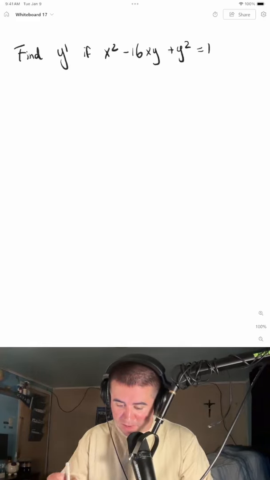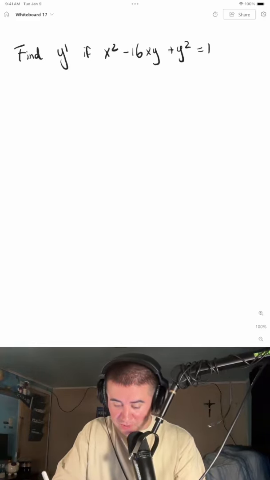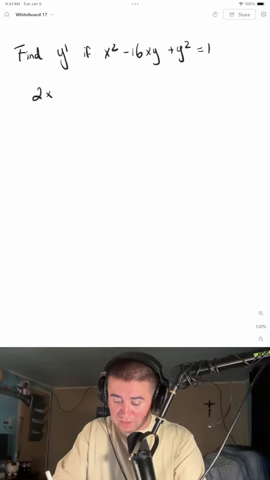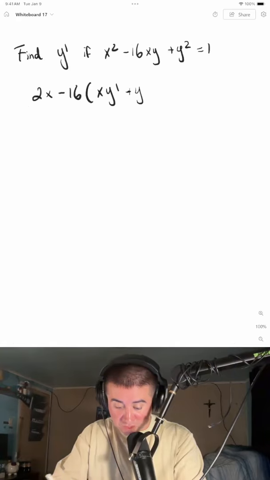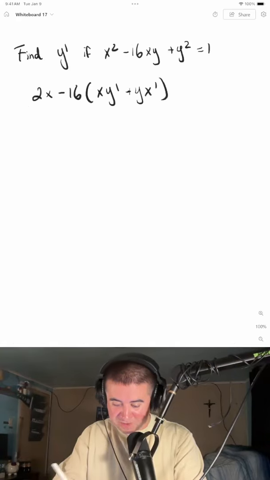Okay, so the first thing we're going to do here is take the derivative of each of these terms. So with x, there's not going to be any multiplication of y prime. The first one is just taking the derivative of x squared, which is just 2x, and then the derivative of negative 16xy is going to be product rule. So we're going to factor out the 16, and we're going to have x times y prime plus y prime, just y, and then x prime. I'm getting confused there, but that's what it looks like.